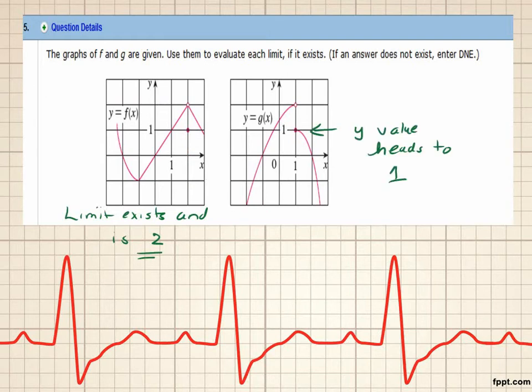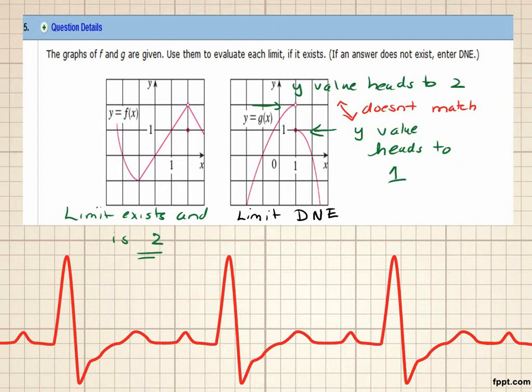This one, the y value heads to 1. If I go my arrow this way, put my arrow this way, the y value heads to 1, right? But on the other side, the y value heads to 2. They're not the same. They've got to be the same for the limit to exist. They don't match. So that one, the limit does not exist.